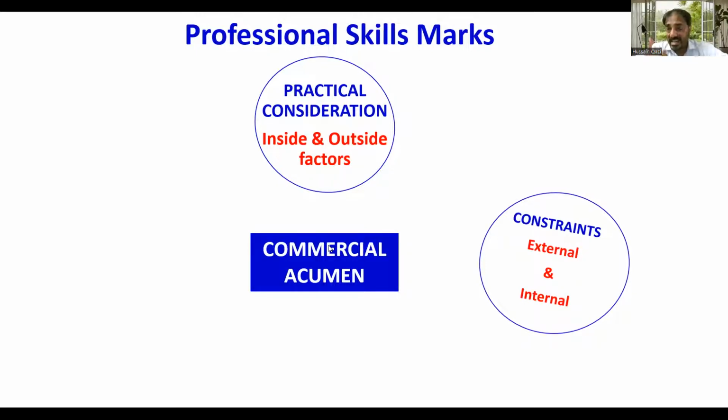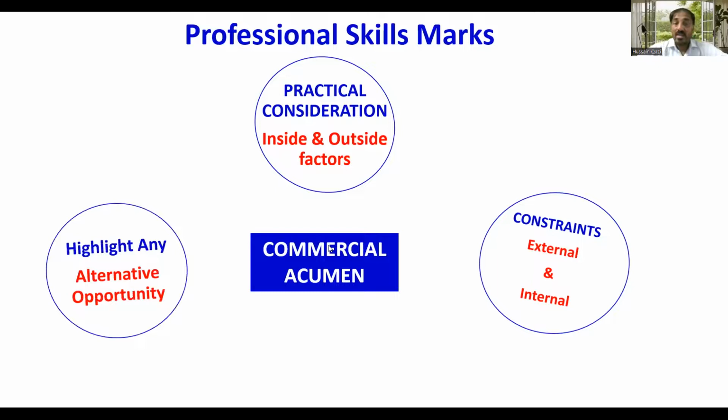Number two, are there any constraints, either internal or external? And this is also called commercial acumen: highlight any alternative business opportunities. That needs to be identified. Alternative business opportunity, need to identify. That's also the point. So this is what commercial acumen is about.